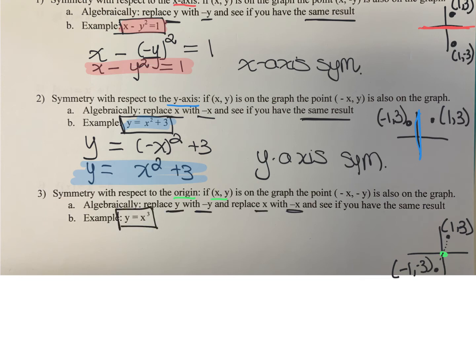So let's try this example. Negative y and then a negative x cubed. So this is just a negative y. A negative cubed is a negative.